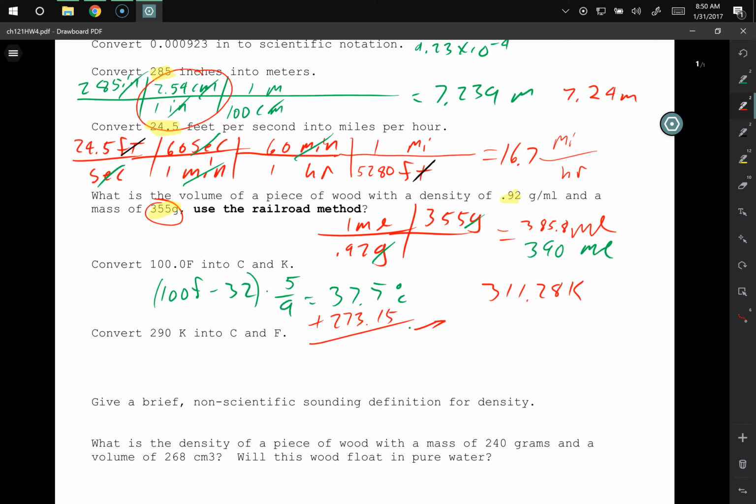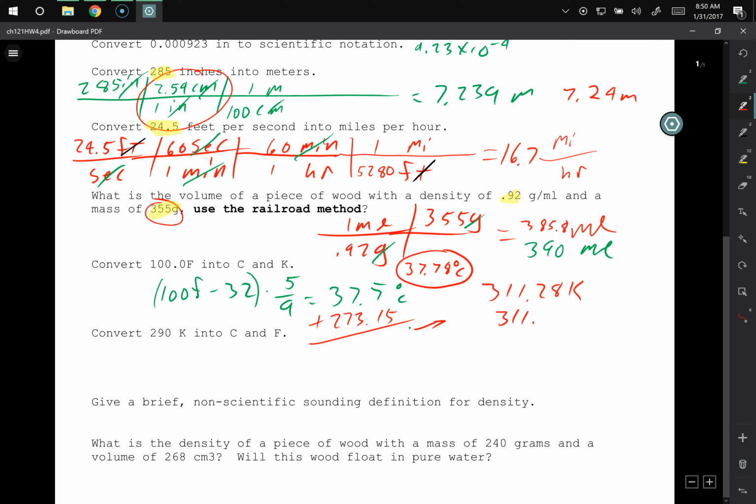So how do I know that 100.0 is 4 sig figs? Who would write 0.0 if the thing they were looking at didn't actually say 0.0? So whatever the piece of equipment was, whatever the thermometer or the digital thermograph or whatever it is, it's giving me a value of 100.0 exactly. So that means I have 4 sig figs to work with. So then I'm going to write, for my Celsius, 37.78 degrees Celsius. And then for my Kelvin temperature, it's going to be 311.3 Kelvin.